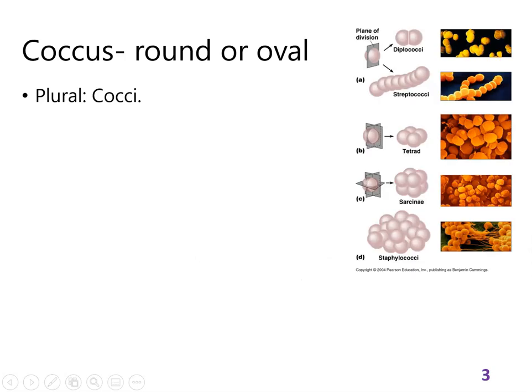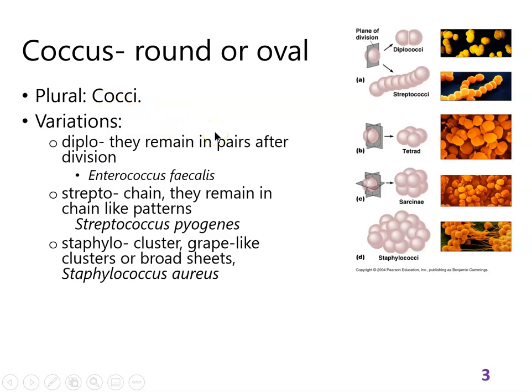One very common group are the Cocci. These are spherical bacteria. They typically don't move much, or they don't swim through water. They just grow where they are, and that's something that works very well for a lot of bacteria. So we would call one of these cells a coccus, and more than one would be cocci. These come in different variations, and those variations have to do with how they stay stuck together after the cells divide. And different species will do this differently.